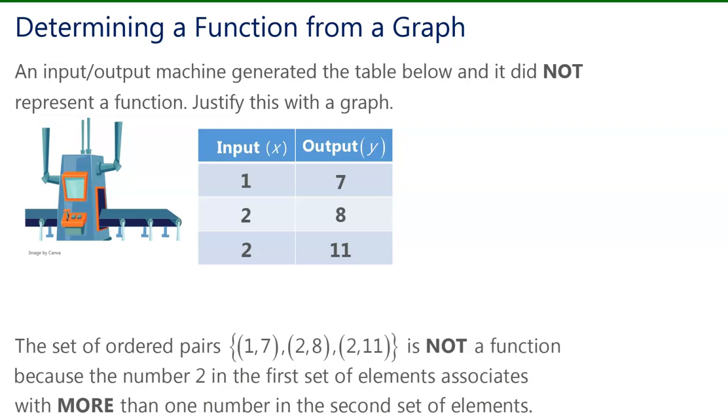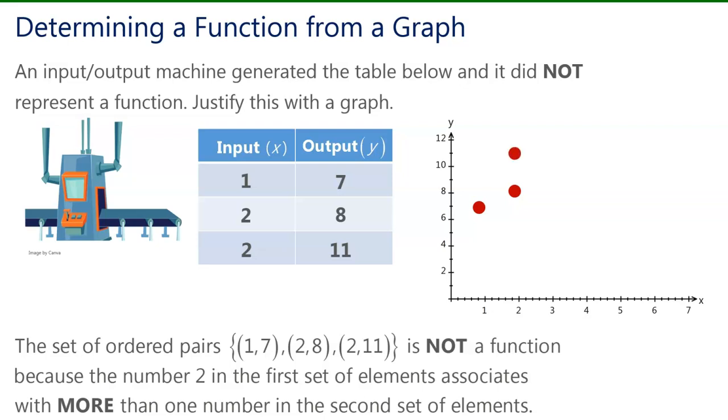Recall that the set of ordered pairs (1, 7), (2, 8), (2, 11) is not a function because the number 2 in the first set of elements associates with more than one number in the second set of elements. But now let's graph these ordered pairs. Here's a grid. Here's (1, 7). Here's (2, 8). And here's the ordered pair (2, 11).